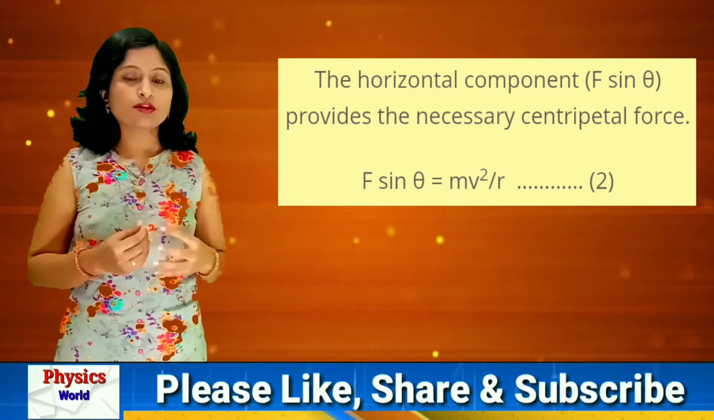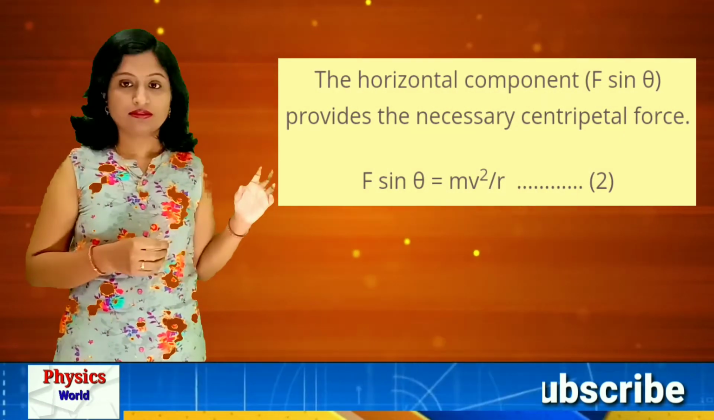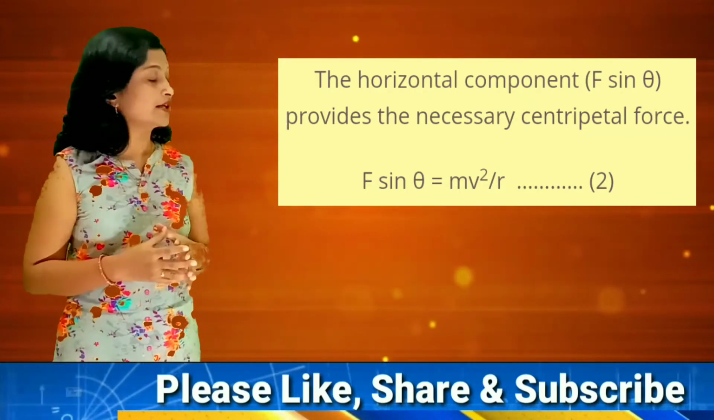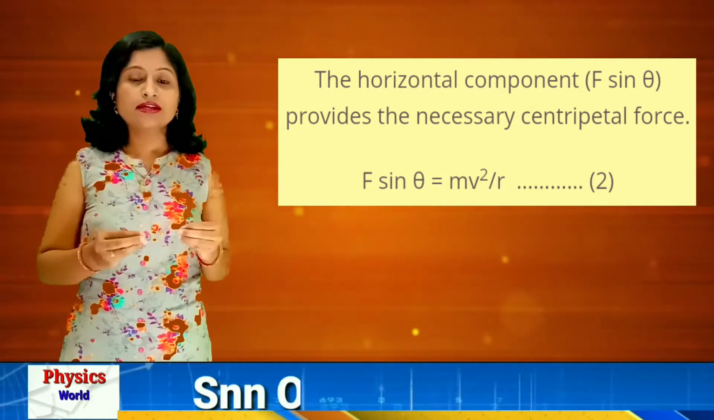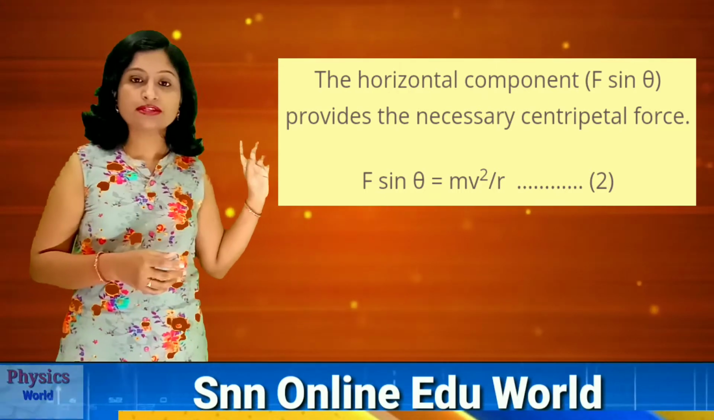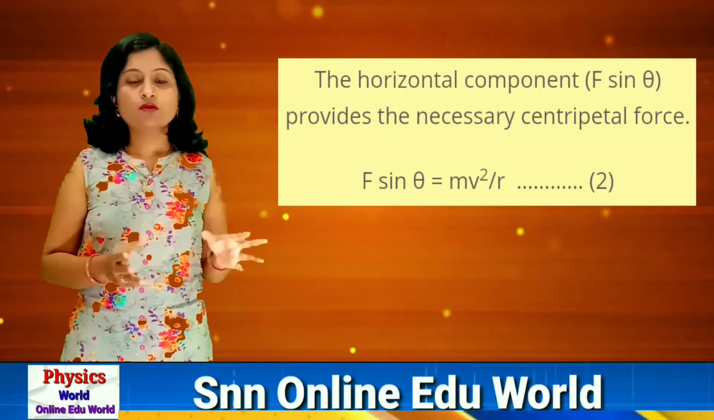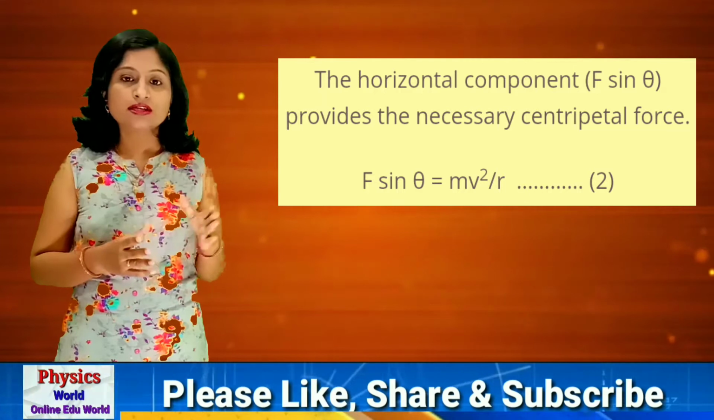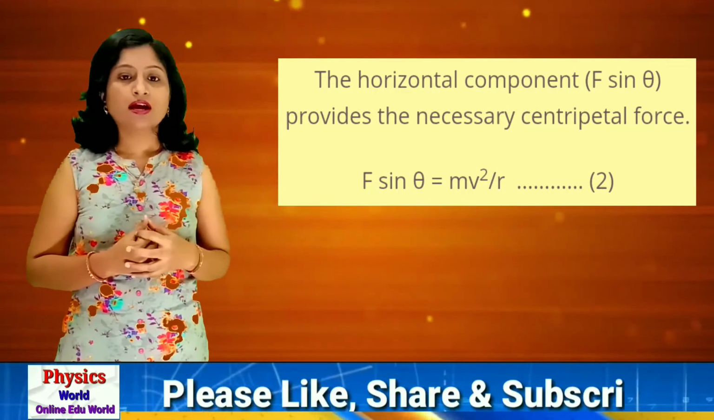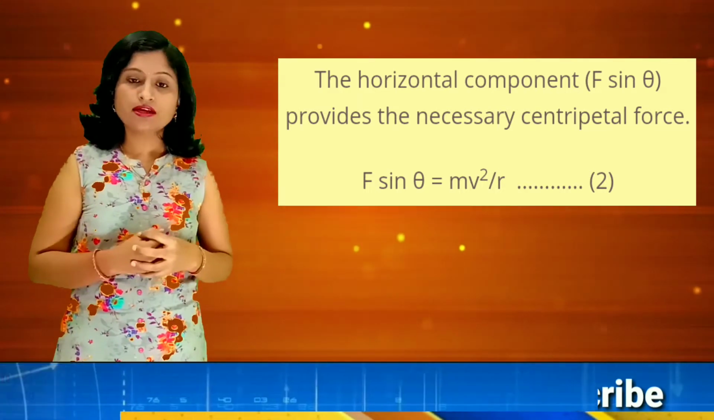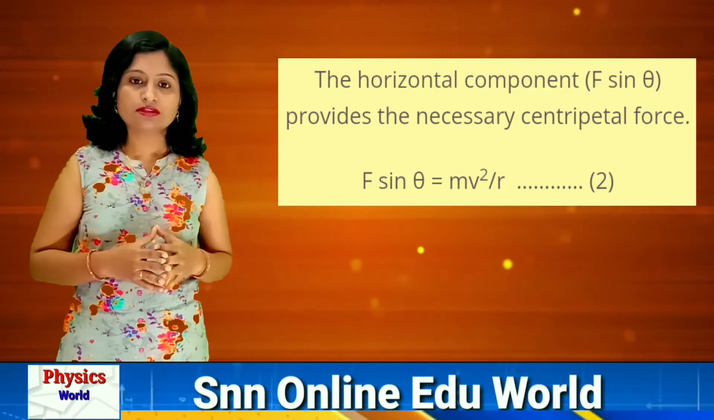Now for the horizontal force. Horizontally we get F sin theta, towards the center of that circular path. Whenever there is circular motion, there is a centripetal force acting on the object. So this bob will also experience the centripetal force. This F sin theta, the horizontal component, will be balanced by the centripetal force mv square by r. So we write F sin theta is equal to mv square divided by r. Write it as equation number 2.